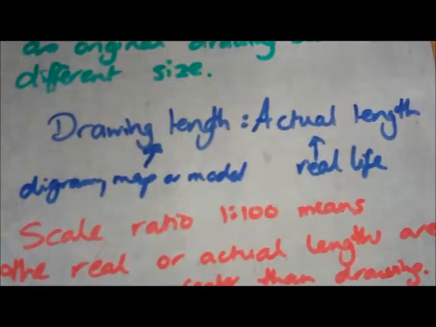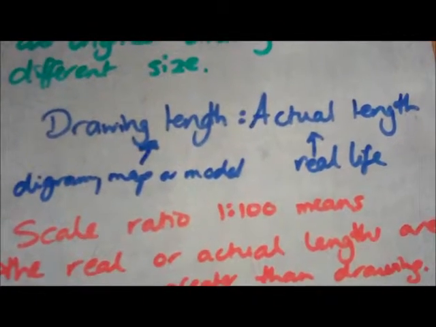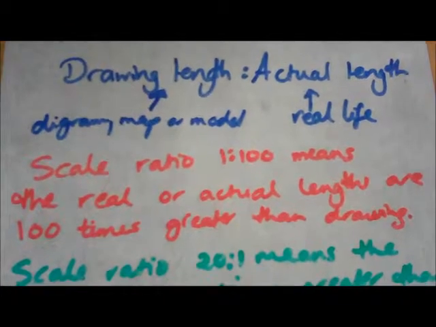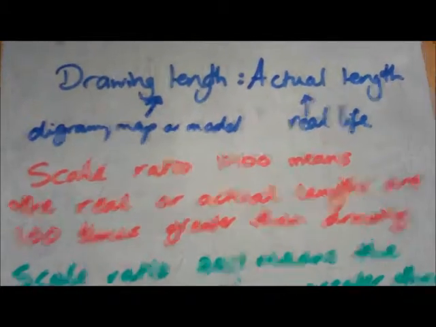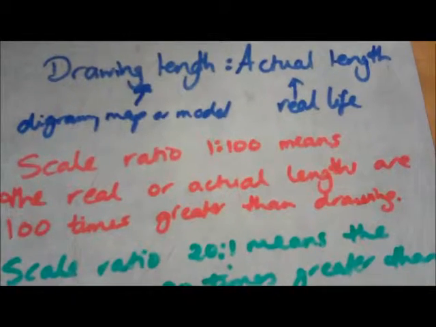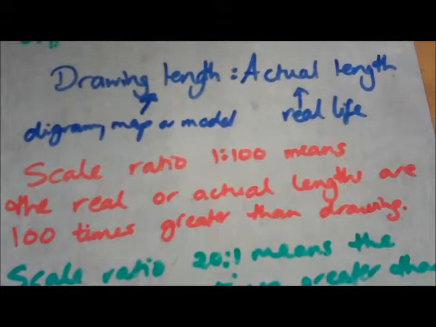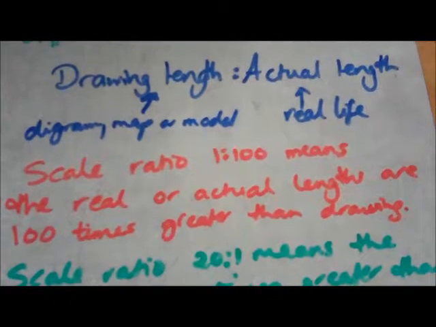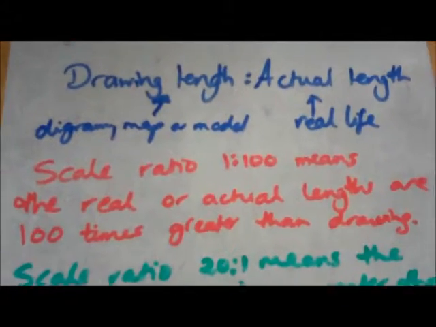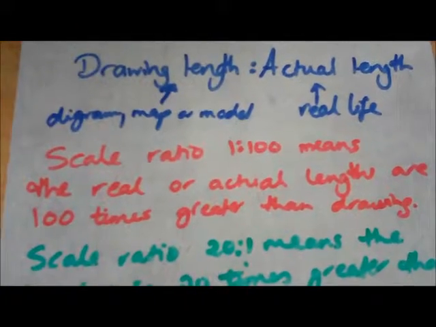So you might have a diagram, a map, or a model. That's the drawing. The actual is what happens in real life. So a scale ratio of 1 to 100 means that the real or actual lengths are 100 times greater than the drawing. So 1 unit on the drawing is 100 units in real life. It doesn't matter whether it's 1 centimetre equals 100 centimetres, 1 millimetre equals 100 millimetres, 1 kilometre equals 100 kilometres. It's all in proportion, and as long as the units are the same, that's okay.